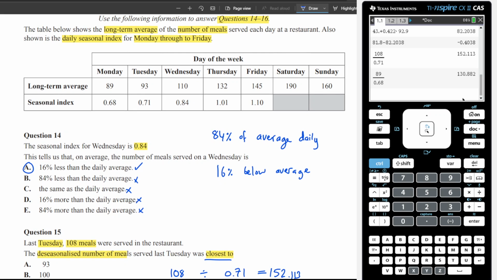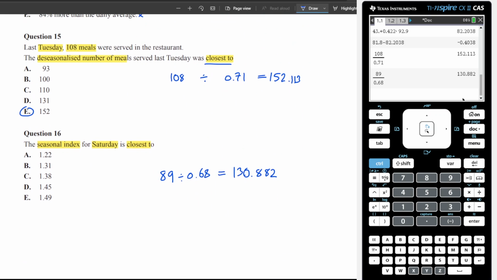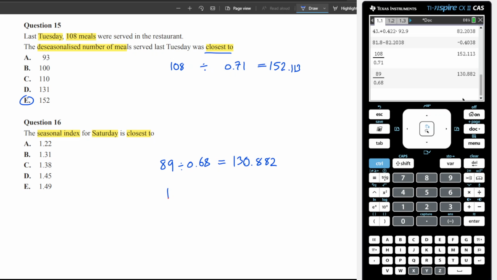And then for Saturday, they get 190. So to find our seasonal index for Saturday, it will be 190 divided by 130.882. When we do that, we get 1.45, and that is closest to 1.45. So D would be our answer.